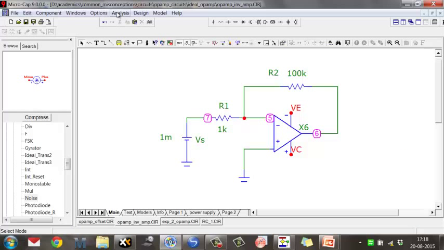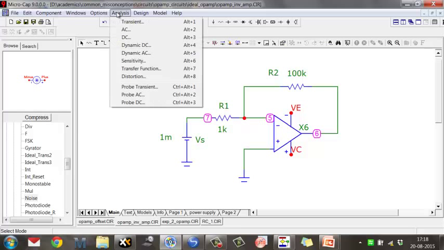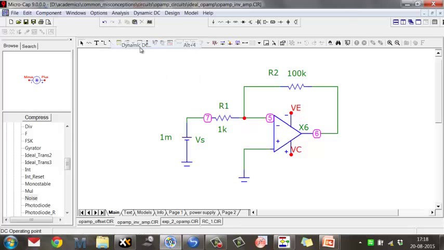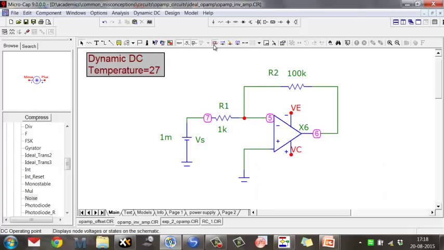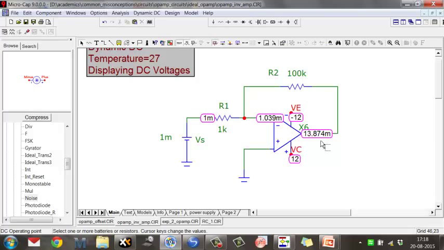Analysis and do what? Dynamic DC, right? So let's do the dynamic DC and let's see what it gives. All right. 13.87 millivolt. Right? For an ideal op-amp, we expected minus 100, and now it's giving me 13.87, and not only is it not giving me minus 100, it's giving me plus. Right? It's giving me plus.